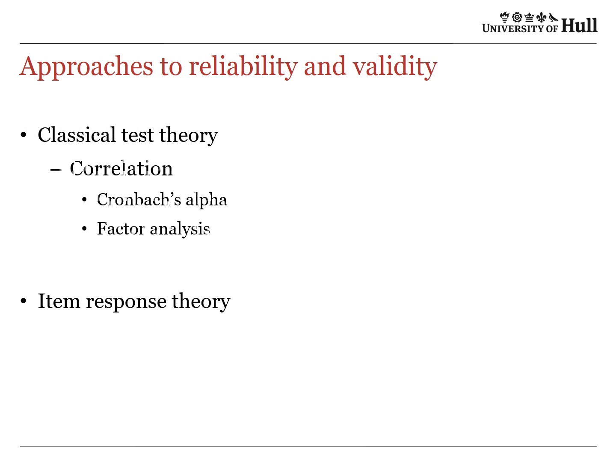Classical test theory methods are based on correlation. Methods such as Cronbach's alpha and factor analysis, and item response theory methods are based on methods like Rasch analysis and Mokken scaling. So, turning to the classical test theory methods, Cronbach's alpha and factor analysis.